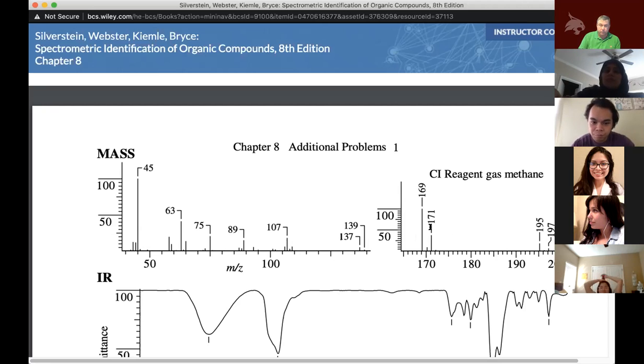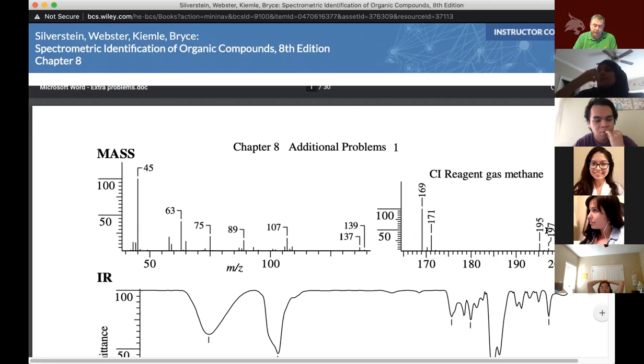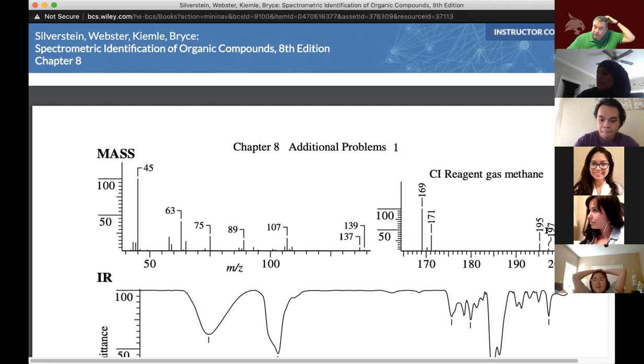197 minus 171 is equal to 26. And 26 is, that's a different number there. Okay, so that's a loss of like two carbons. So this, let me see. So it's not 181, it's 197 minus 18. So it'd be a 179 peak.